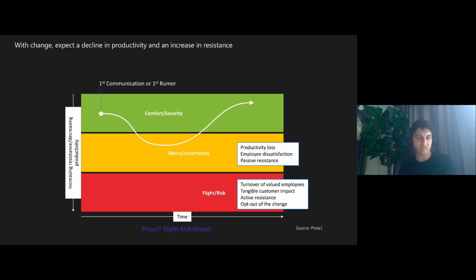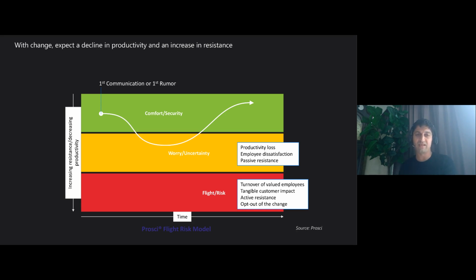To me, this was a bit of an aha moment when I first saw this. I'll just explain what this graphic is. The y-axis is the increase and decrease in resistance, so increased resistance means decreasing productivity. The x-axis is just time. And again, this is based on a ton of research by Prosci. The three layers are essentially your comfort zone, worry, and then flight risk.